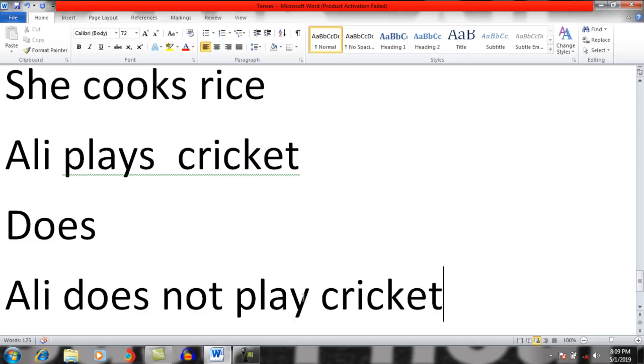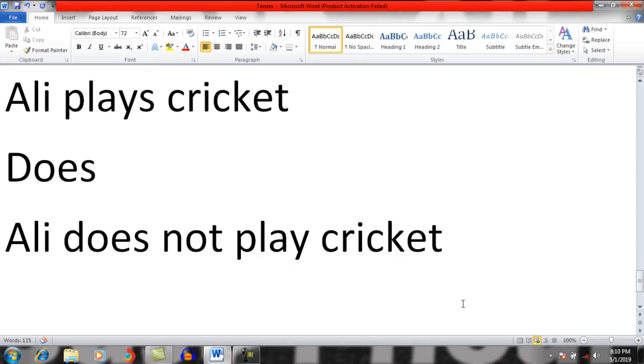Now why did I remove s from the word play? Because we cannot put two singular verbs in one sentence. According to the rules and regulations of grammar, we cannot put two singular verbs with a third person pronoun in one sentence. So does is already singular, and if I put plays, that is also singular, so the sentence will be considered wrong. That's why I removed s. Whenever you add does, then you will not add s or es. So Ali does not play cricket.